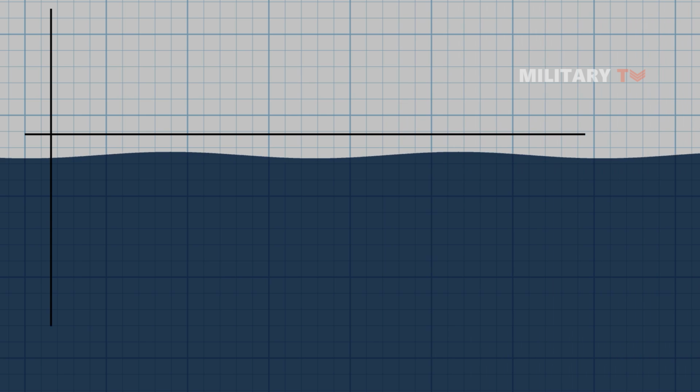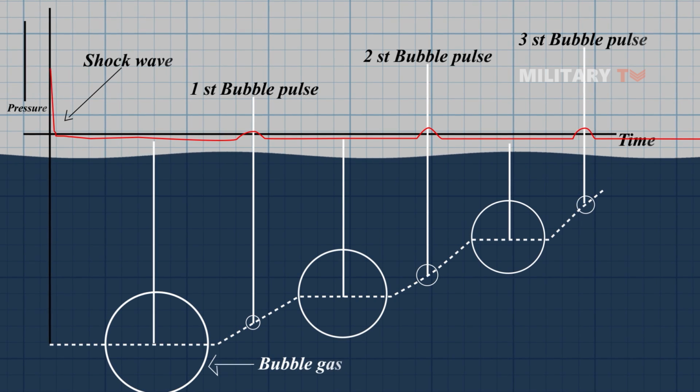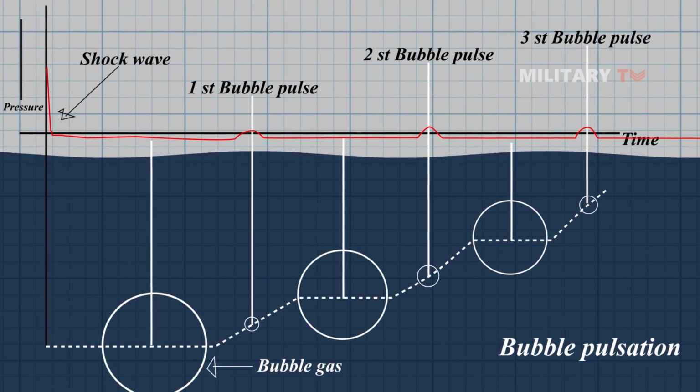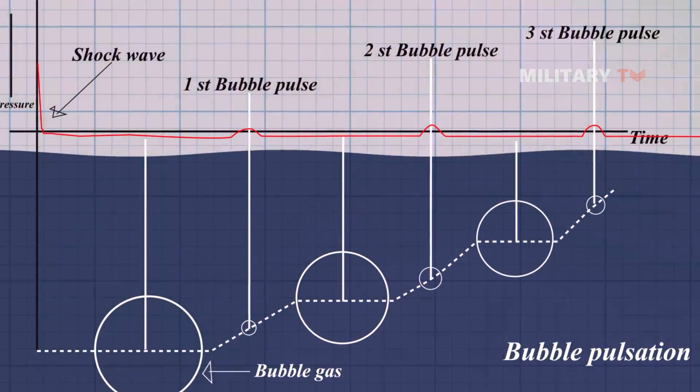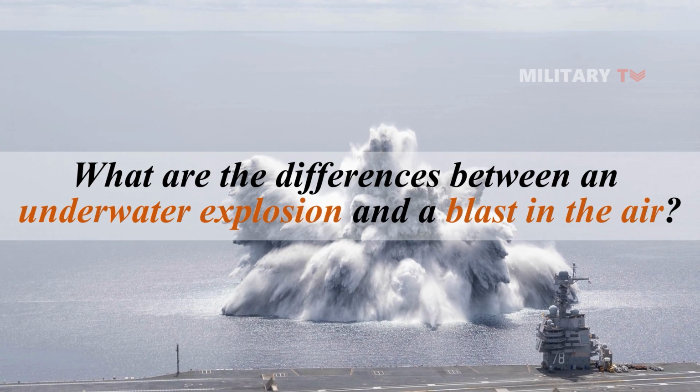The effects of an underwater explosion can be divided into two distinct phenomena: the shockwave and bubble pulsation. So what are the differences between an underwater explosion and a blast in the air?